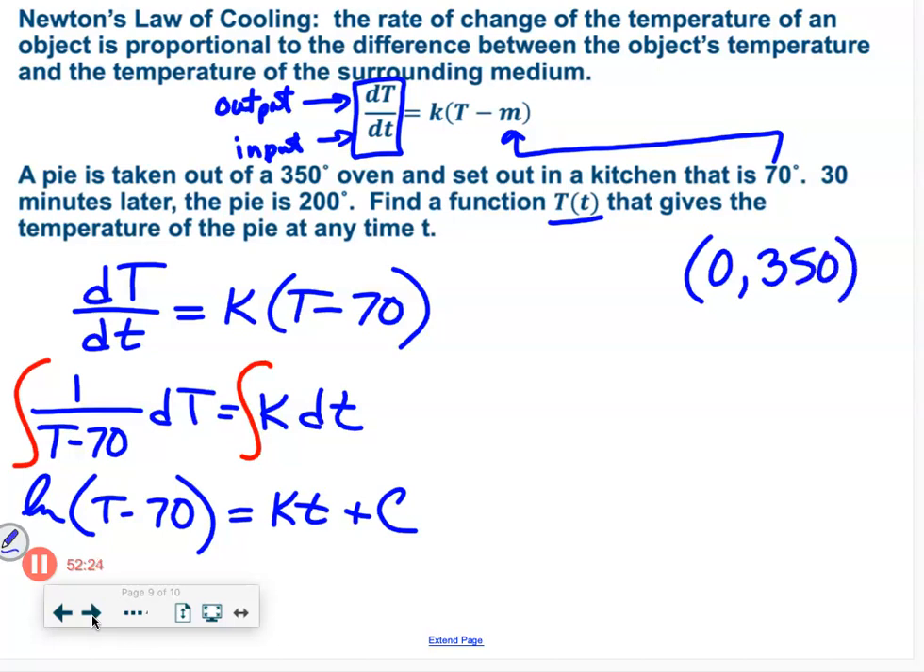350. I'm going to label this is little t, this is big T. When the time is 30, what's the temperature? 200. It's not cooling very fast. Okay. All right. So anyway, I personally would use the 0 point, plug that in and solve for C.